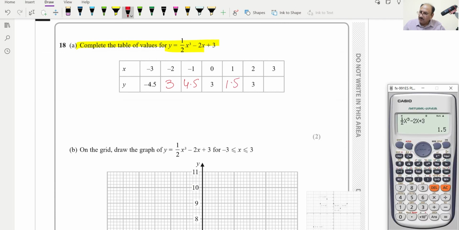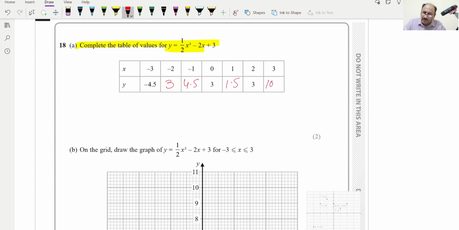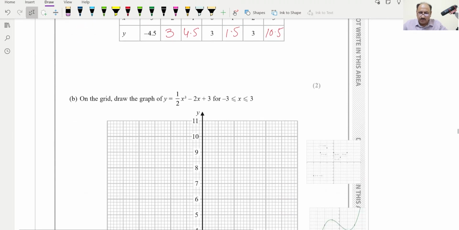Now calculate for this one. Basically we have calculated for 1. Calculate for 2 is equal to 3. Now calculate for 3. Calculate for 3 is equal to 10.5. So 10.5 is basically the value. This is the technique which by calculator you can easily find. This is a 2-mark question which we have done.